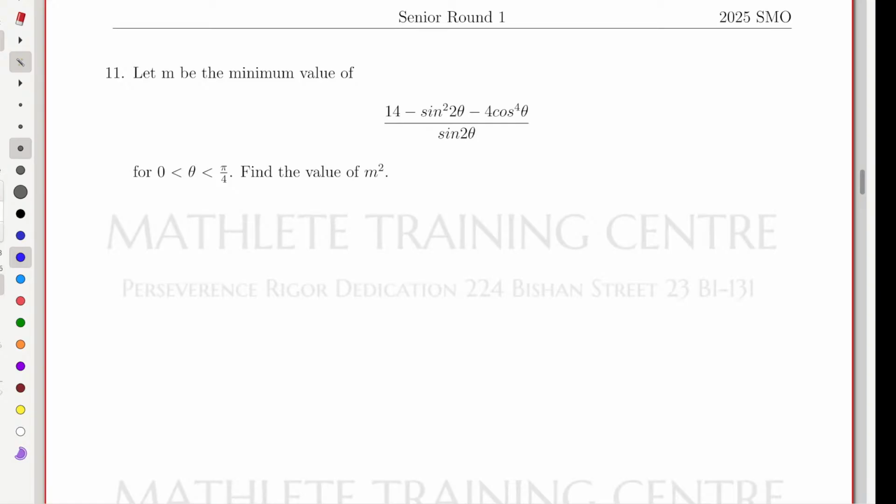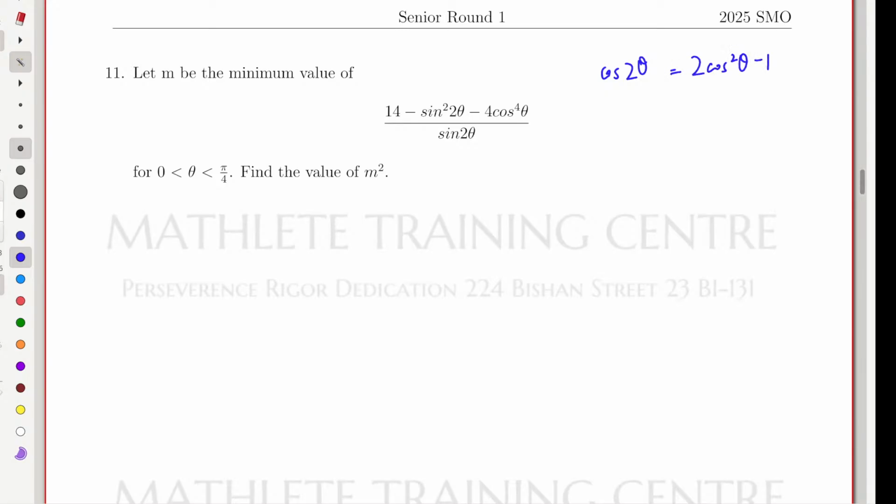Let n be the value of this expression. For theta between 0 and pi over 4, find the value of m squared. So what's the trick? Well, the trick is that if you observe this expression, you get a little bit suspicious of the cosine theta holding the power 4, right? Because everything else is in terms of double angle, but this guy is single angle. And then we can try to think, okay, is there any way to convert using the double angle formula? Well, here, there's one that relates cosine 2 theta with cosine squared.